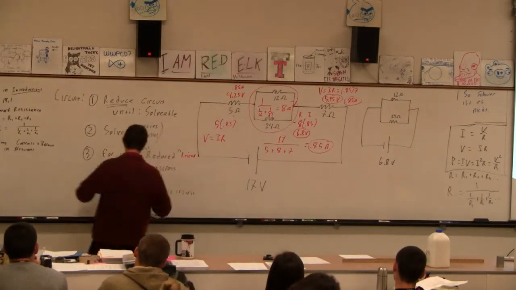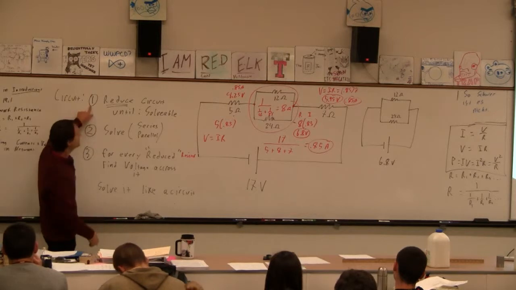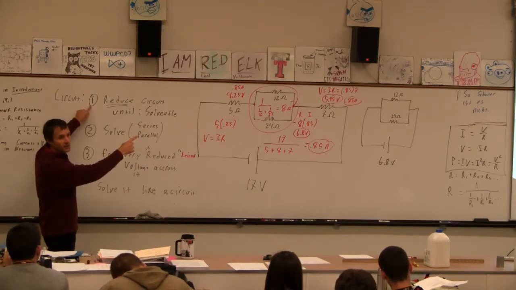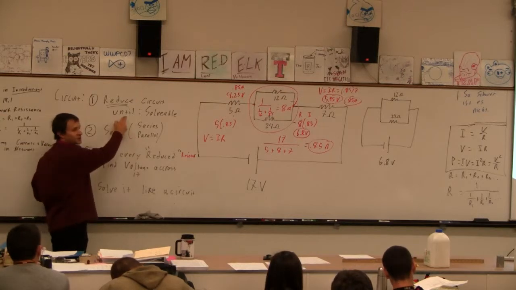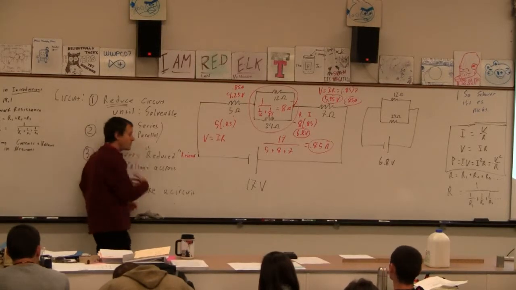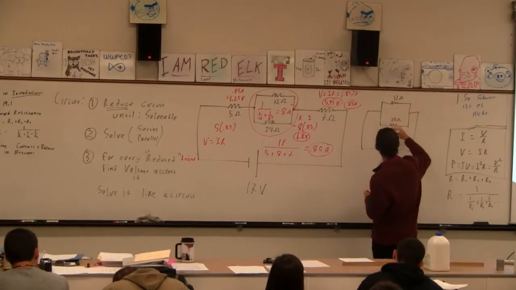Now solve it like a circuit. We're going to apply the general algorithm to that circuit. Well, do we need to reduce that to solve it? No, it evaluates as true. It's solvable immediately, right? So let's solve it. What kind of circuit is it? It's a parallel circuit. And so the current this way, let's draw the currents.